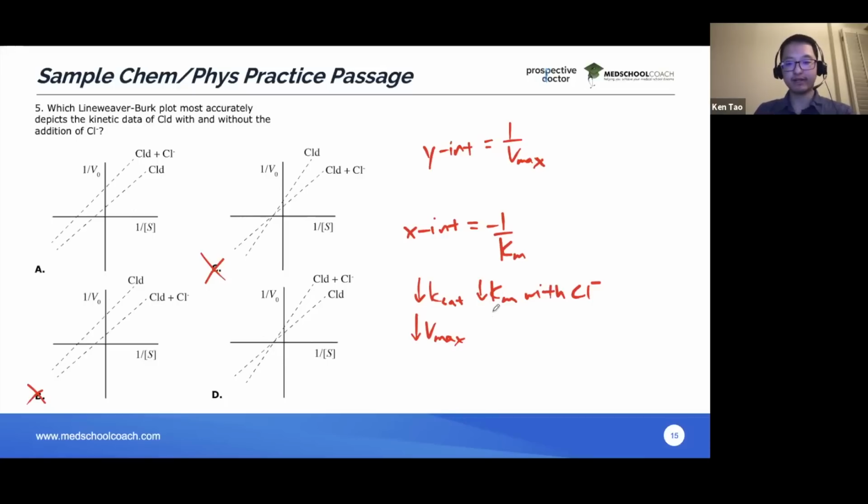The second part is we know that the Km decreased. Same thing, you're dividing by a smaller number. Dividing by a smaller number gives you a larger number, but you have to notice the negative sign. So you have a larger negative number. So our x-intercept should shift to the left on our graph. And if you look at A, it does shift to the left. And if you look at D, it looks like it hasn't moved. So that means our answer is A.